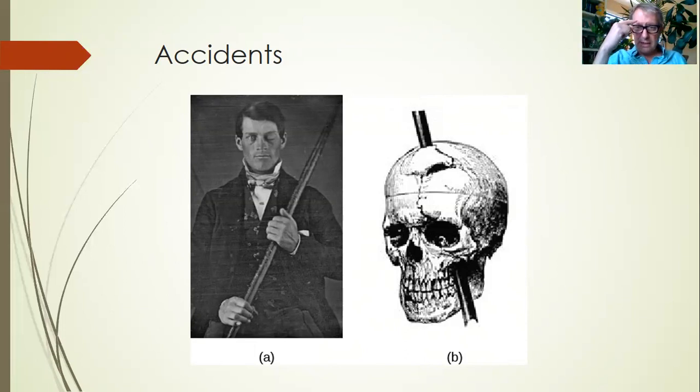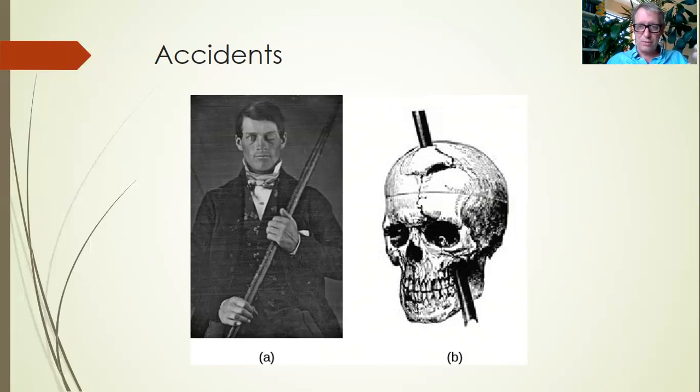What happened in this accident? It cut off the frontal lobe of his brain. That's this part up here. This is really what makes us human. And he survived. Actually, it was bizarre. He ended up being in a circus. He died being a sideshow in a circus, saying, this is a pole that went through my head.